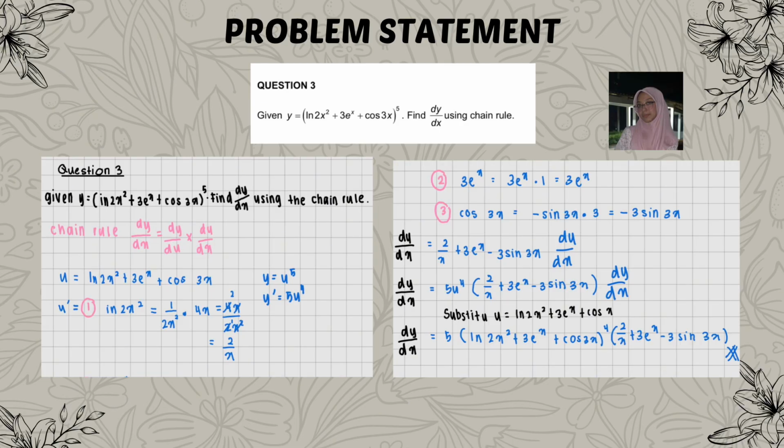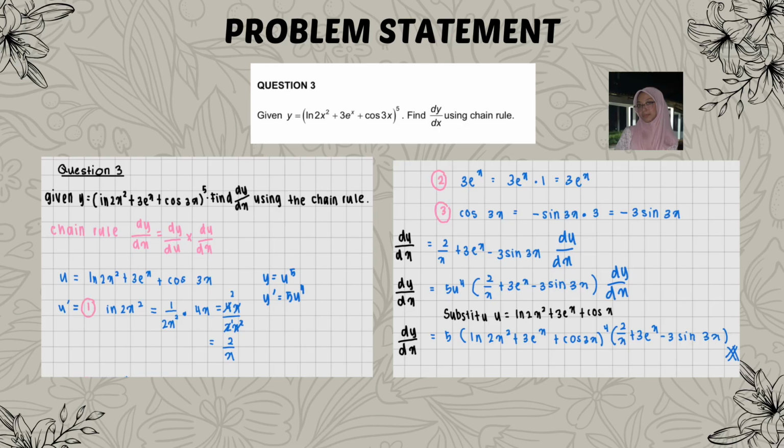Now, we need to differentiate u. Let's break it into 3 parts and do them one by one. Let's start with ln 2x power of 2. First, we need to differentiate ln. After we differentiate ln, we're going to get 1 over 2x power of 2, and the derivative of 2x power of 2 is 4x. After multiplying them together, we get the derivative 2 over x.